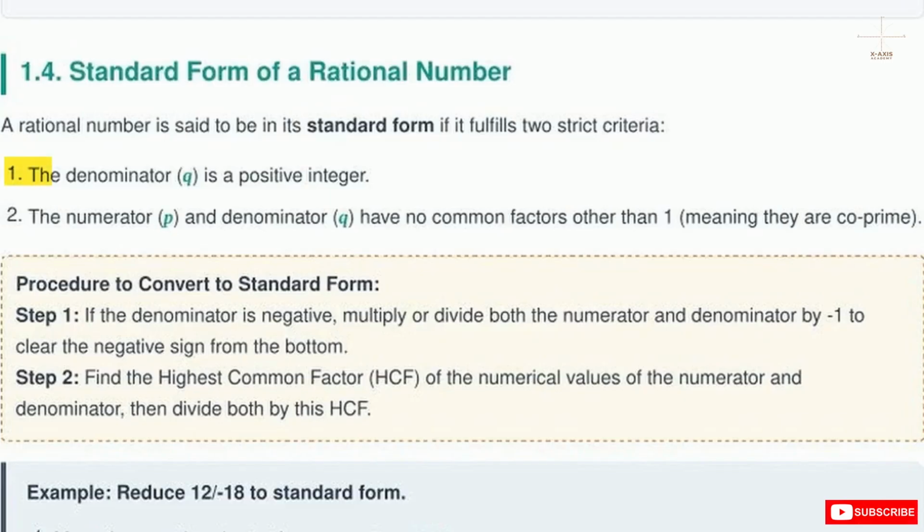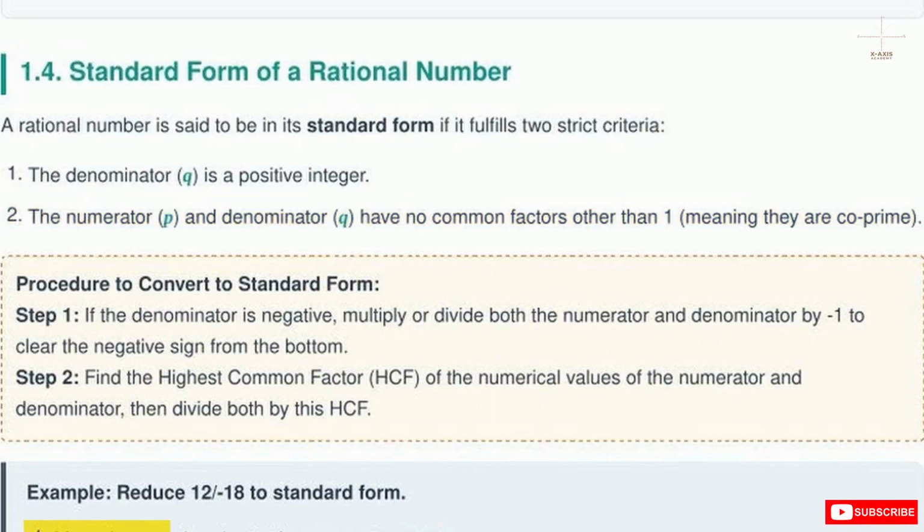To reach standard form, you have to pass 2 checks. First, the denominator at the bottom must be a positive integer. If there is a negative sign on the bottom, you move it up to the numerator. Second, you must divide both the top and bottom by their highest common factor. You keep dividing until they share no common factors other than 1, which makes them co-prime.